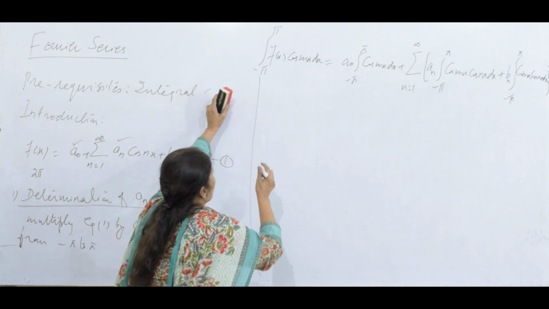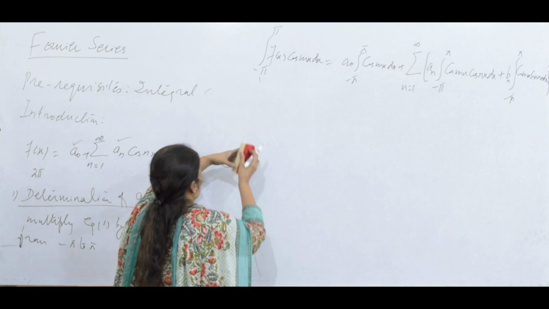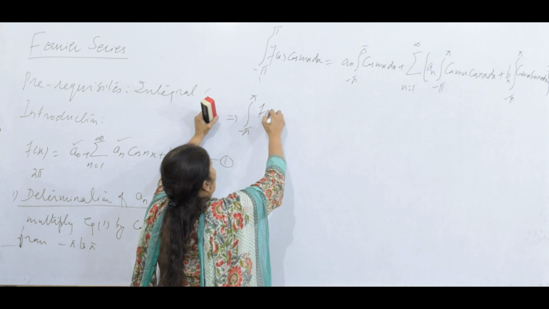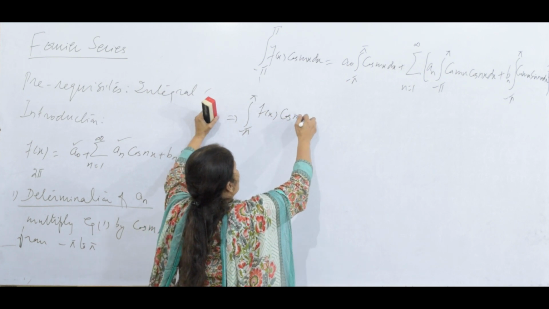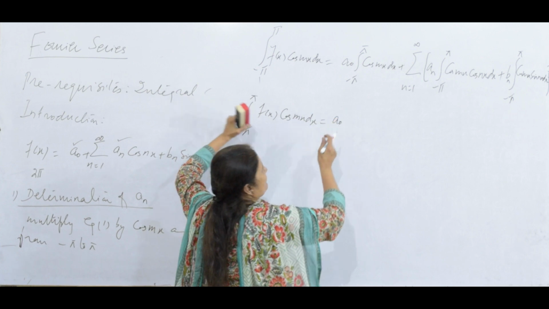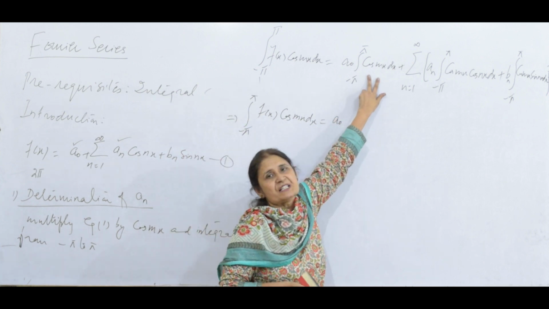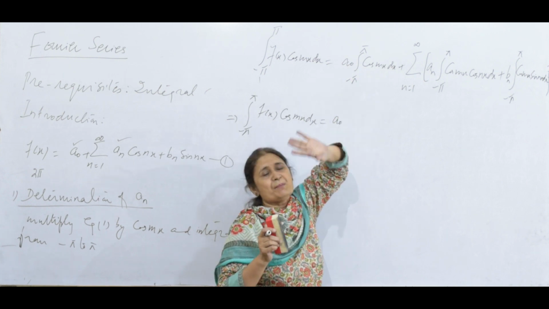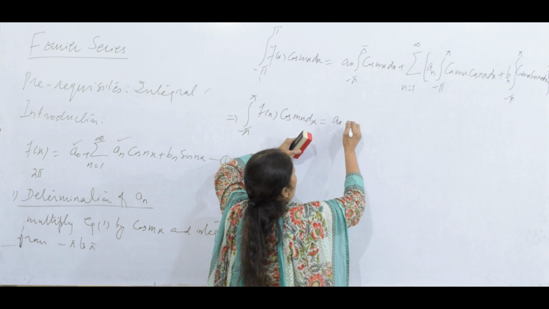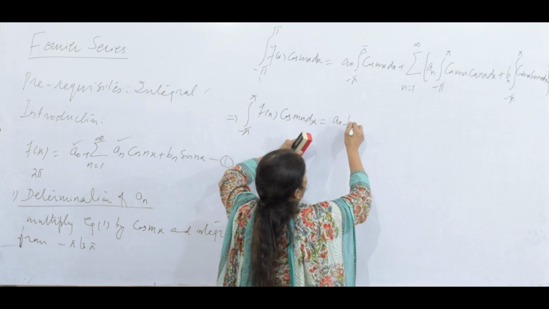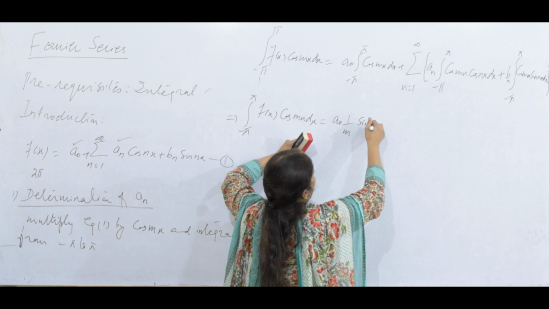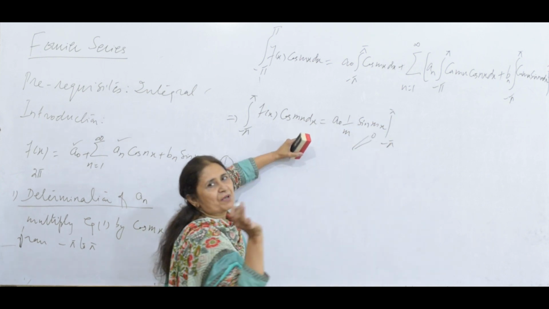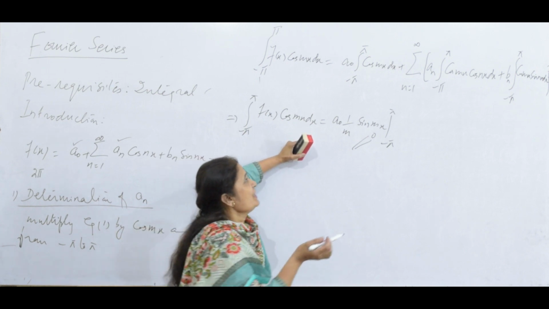So I have multiplied. This side is going to be as it is: the integral from minus pi to pi of f(x) cos mx dx is equal to a naught times the integral of cos mx, which is 1 over m sine mx, where m is an integer. The upper and lower limits vanish, because m is an integer.